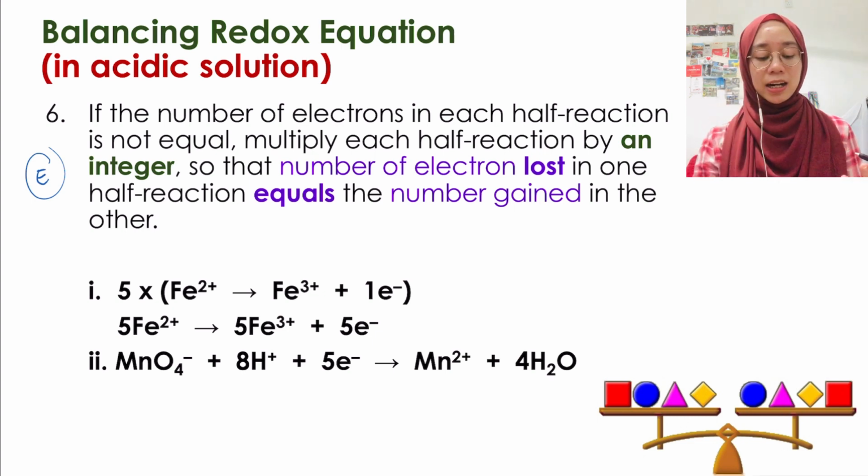Kadang-kadang kamu boleh terus dapat bawah ni 2, atas tu 2. Tak perlu dah lah nak kena darab apa-apa. Okay, tapi kalau dia tak sama, so kamu kena darabkan one of it. Ataupun dua-dua mungkin kena darab dengan something.